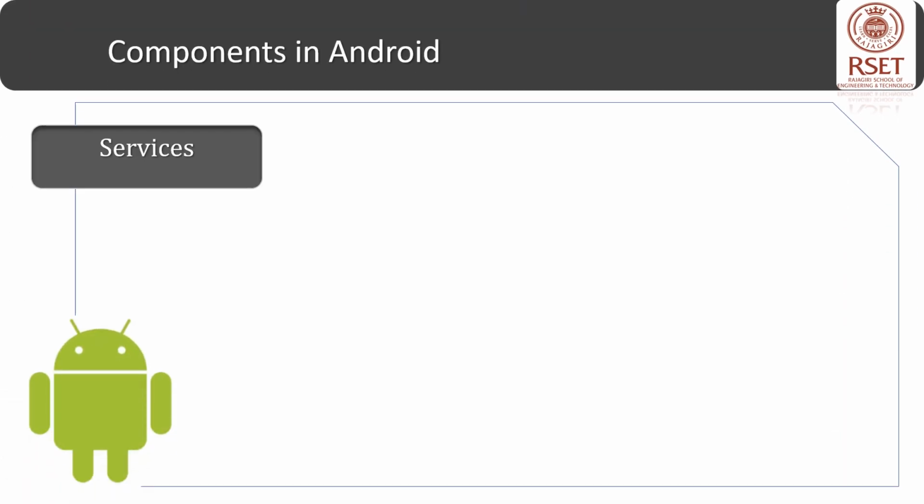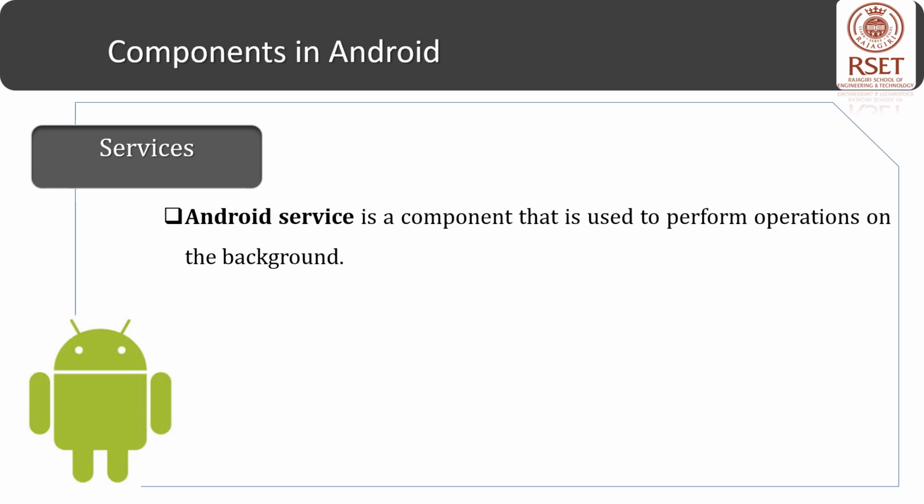Now let's discuss the third component in Android, services. A service is a component that is used to perform operations in the background. What do you mean by performing operations in the background? When it comes to a smartphone, the examples are playing music, handling network transactions, etc. So a service may not have any user interface. A service will keep running in the background indefinitely even if the application is destroyed.